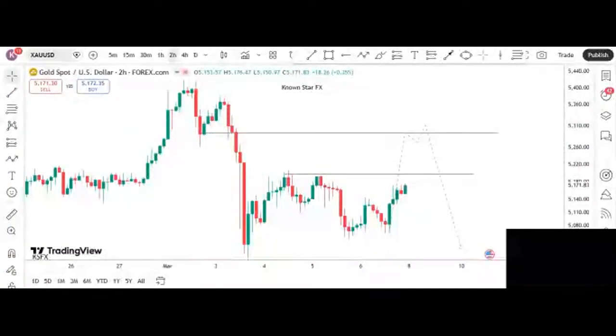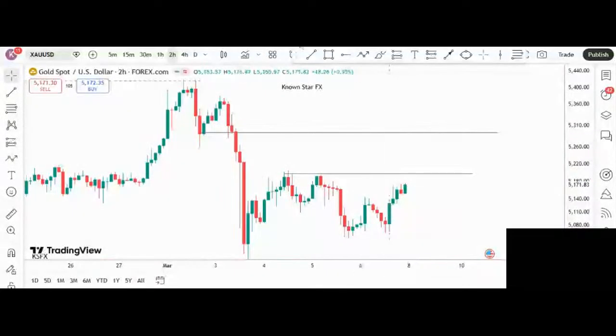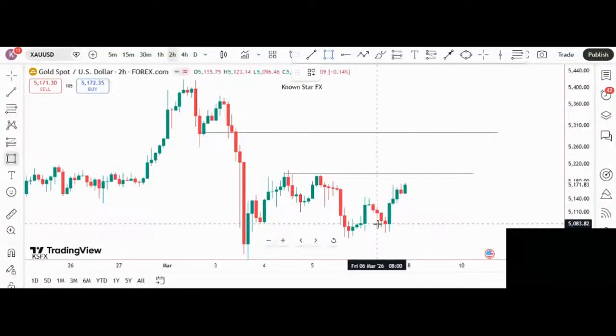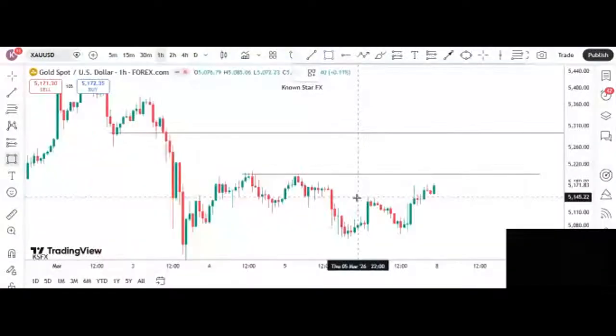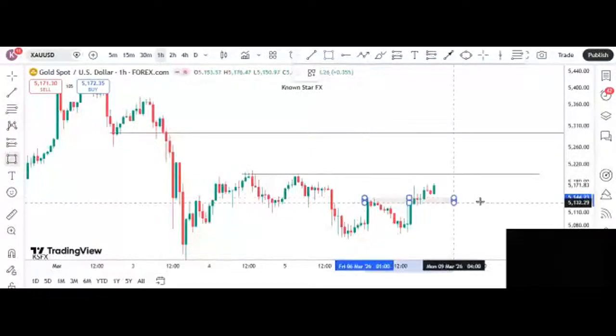But if this doesn't happen, and if the buyers are going to take control of this market, if they are going to continue taking control of this market, we look to execute our position on gold right here. Now look at this level. We're on the 1 hour time frame. And what can we use for entering our buy on gold?